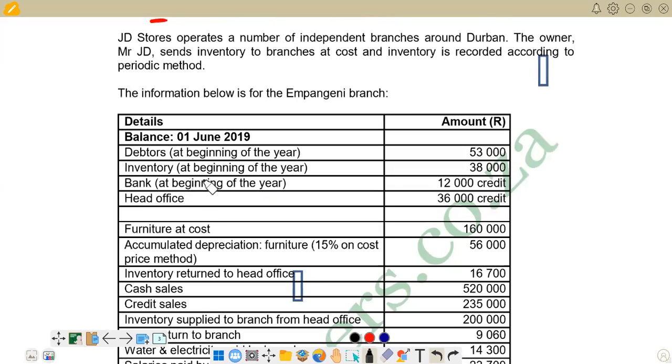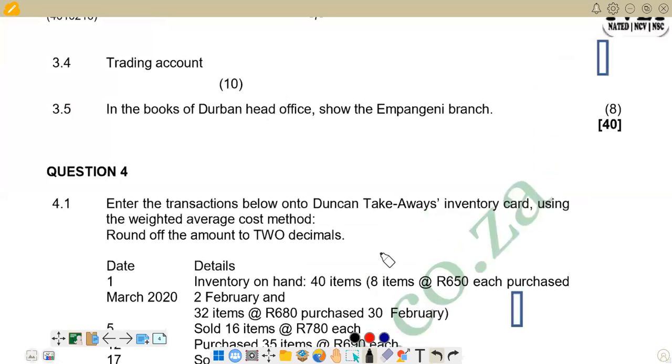So from the balance of the bank, we have got the head office 36,000, and we see that it's a credit balance. So obviously, we are going to the head office account and put our balance BD on the credit side. Remember, these are the opening balances, so they are the balance BDs. So we go there and check on the head office account.